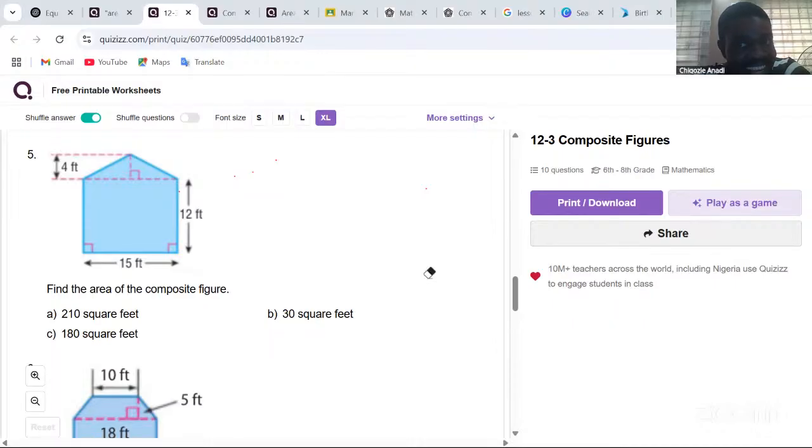So you need to be very, very careful. We already know what the area of a rectangle is, right? So calculate it now and tell me what the answer of this particular composite shape will be. See the options already given to you. Let's see what the answer will be.